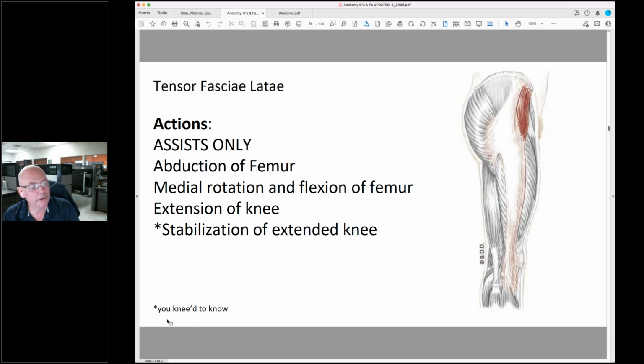See the little asterisk there? That's a "you need to know this." Get it, knee? No, but really, it'll be on the midterm. I'll review it and let you know more about it. But know that the tensor fascia lata stabilizes the extended knee. You might want to put that in your special notes. It's not highlighted, but I'm just saying, so when I ask you, you'll know.